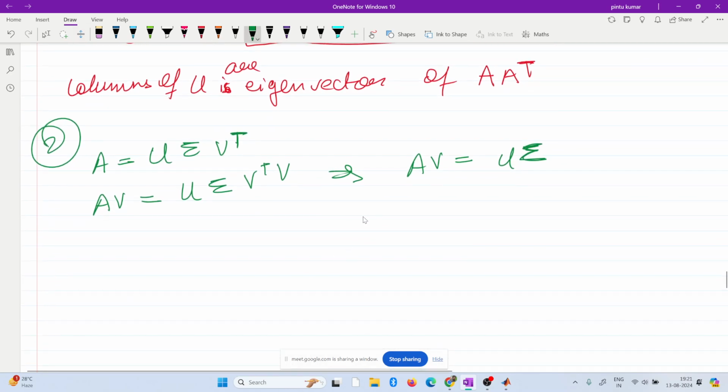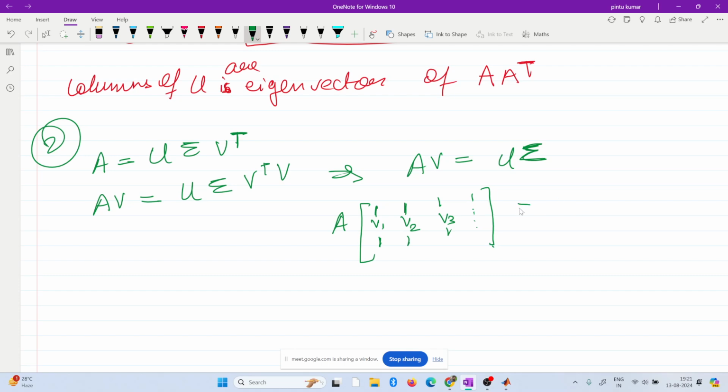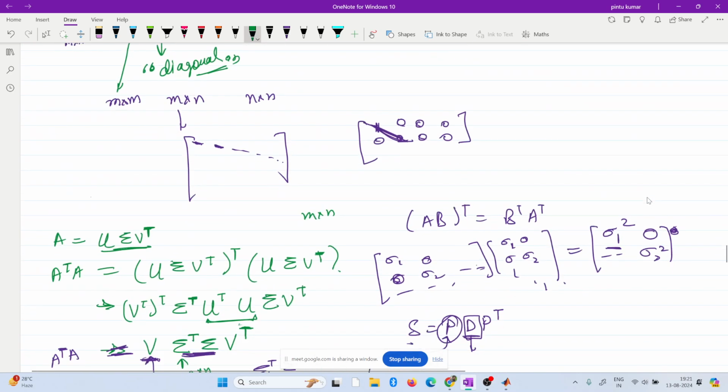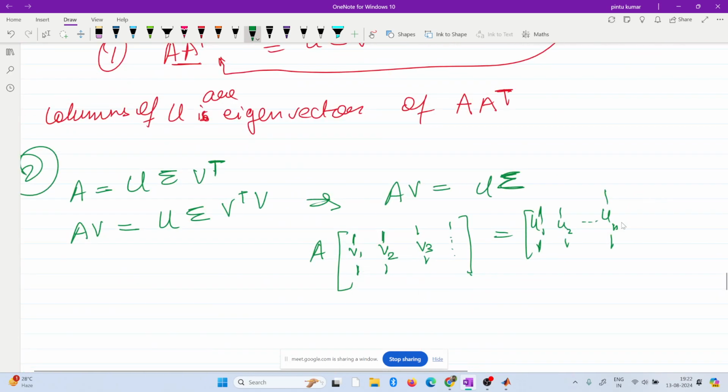So let's try to write it out. This is A, and this is V1, V2, V3, and so on, right? And this is some U1, U2, up to UN. This can be N or M. What was the size of this? This is M, so U is M, right? And then you have some sigma 1, sigma 2, and zeros elsewhere, right?